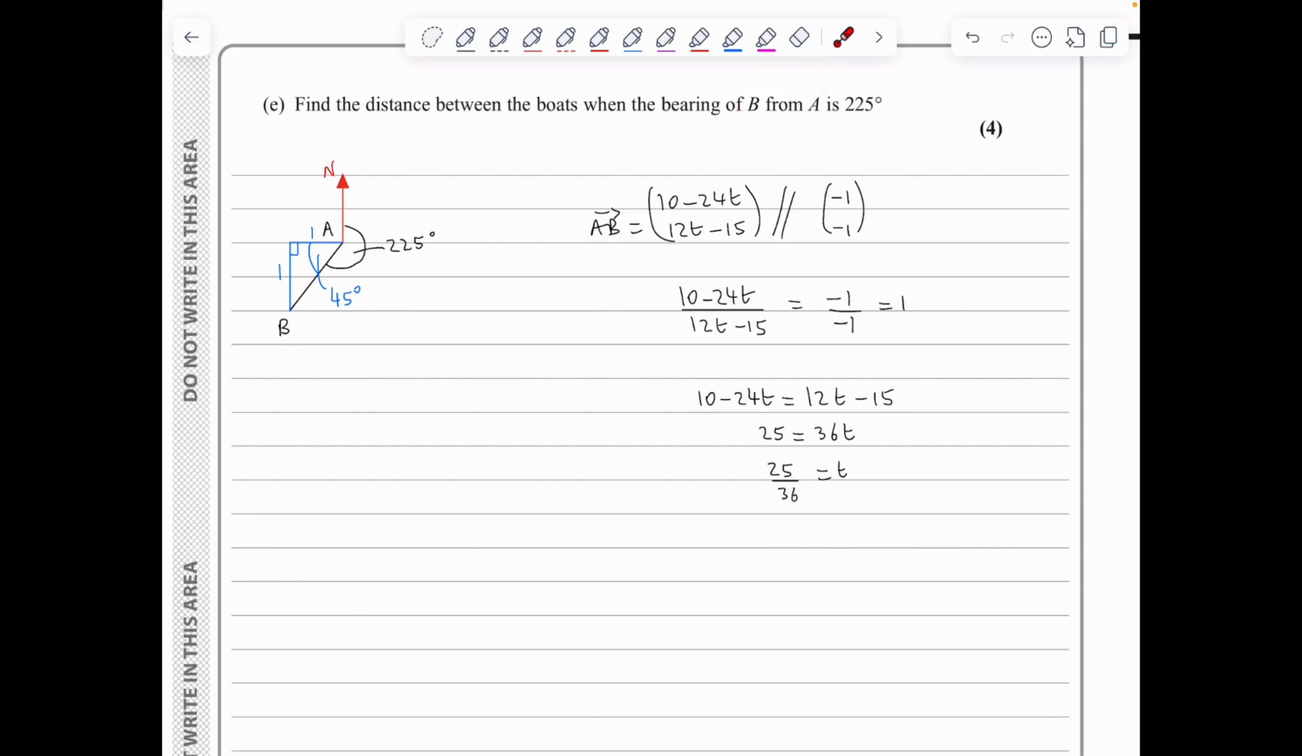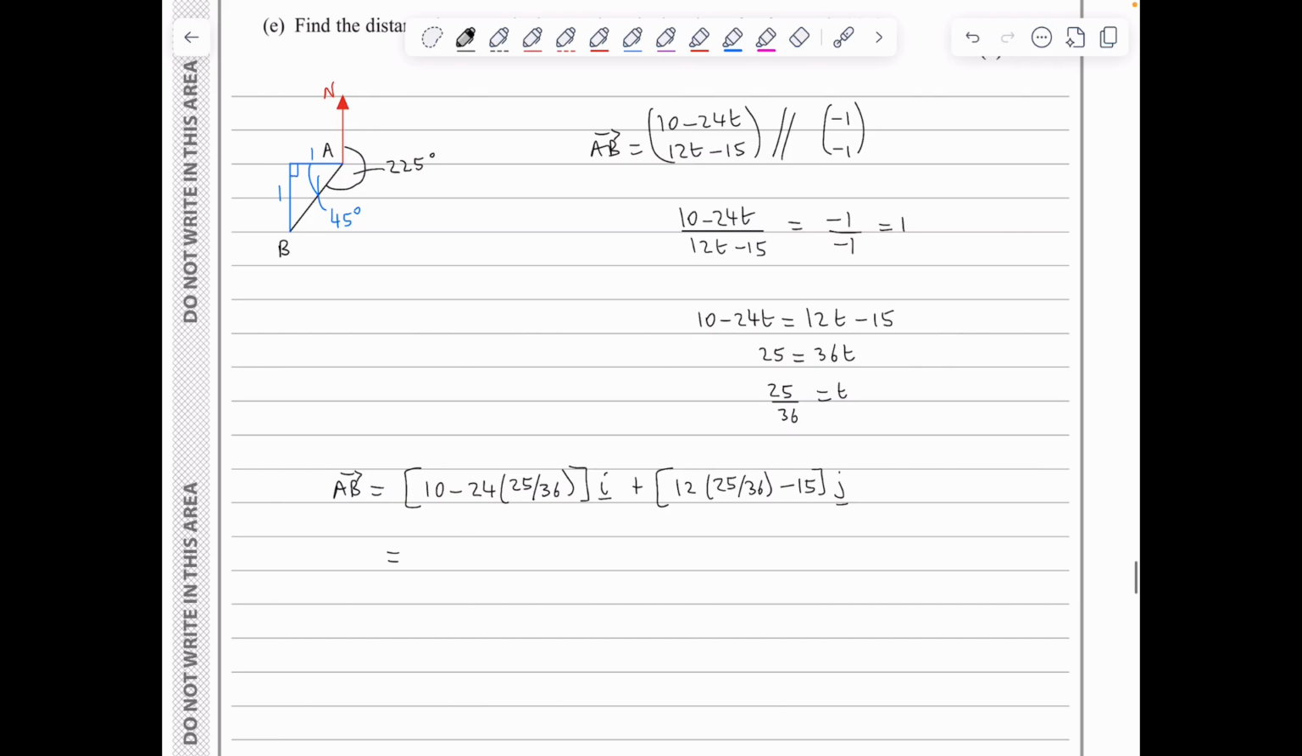I will then proceed by substituting this value into the vector AB. So we're looking at the vector AB being equal to 10 − 24 times 25/36. This will give me the i component. And then we've got 12 times 25/36 − 15, which will give me the j component. Well, this simplifies to −20/3 i, and we've got −20/3 j.